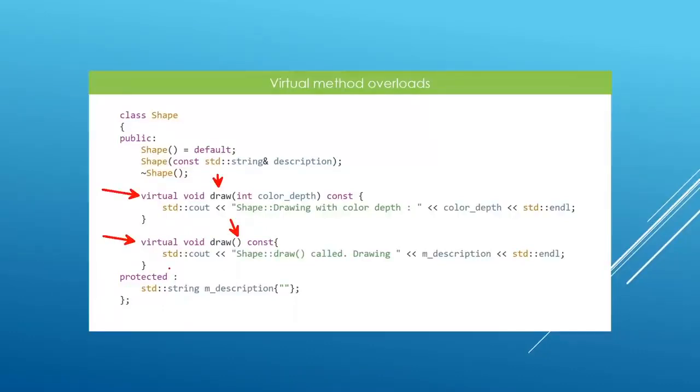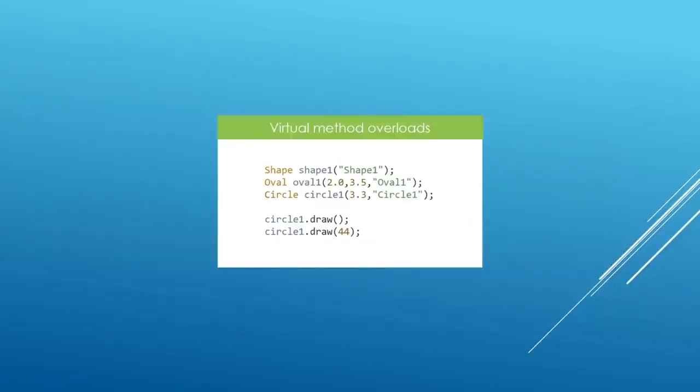So what is going to happen in our derived classes that are going to inherit this virtual method? So let's look at an example. Here we have a simple example that is setting up objects of our shapes. We have a shape object, we have an oval object, and we have a circle object here. If we call the draw method on our most derived class, which is circle, we're going to see that this is going to work.